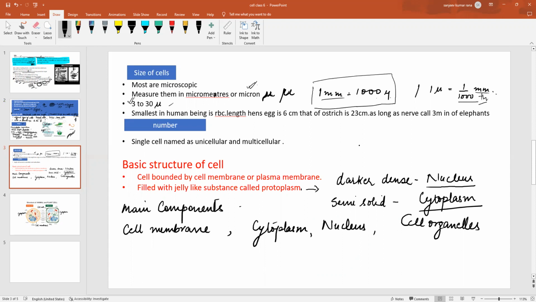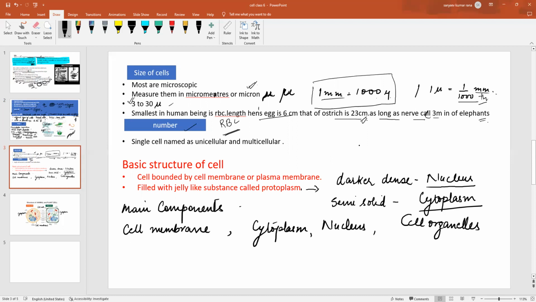Like the smallest are in human beings, that is the RBC. इसका structure बहुत छोटा होता है. They might be ranging from near about 0.2 to 0.5 micron or a little less than that also. Then a hen's egg is 6 centimeter, while that of the ostrich is 23 centimeter. We are talking about the length of that particular egg. Okay, and the longest are nerve cells, these nerve cells are 3 meters in elephants. So this way the sizes of cells also show variation.